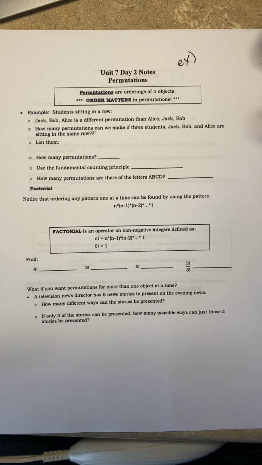All right, this is Unit 7, Day 2 notes, talking about permutations, which is basically how many possibilities can something happen. And tomorrow we're going to talk about permutations and then combinations, and we're going to talk about the difference on a different day. But permutations is basically the ordering of a certain amount of objects. The biggest thing about permutations is that order matters. It's so important to know that that's what's special about a permutation: order always matters.